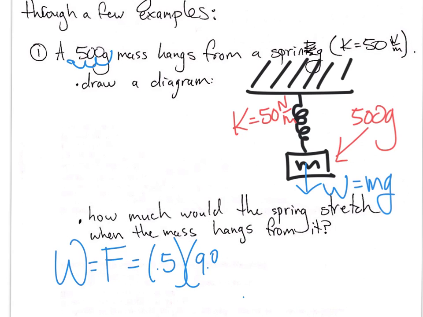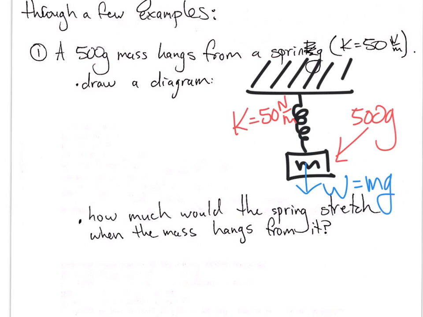G is 9.8 meters per second squared. So this is mg, and we say it's equal to negative k, and then x for the displacement. That would be how much it's displaced. And what do we get? How much would the spring stretch? That's what we're looking for.